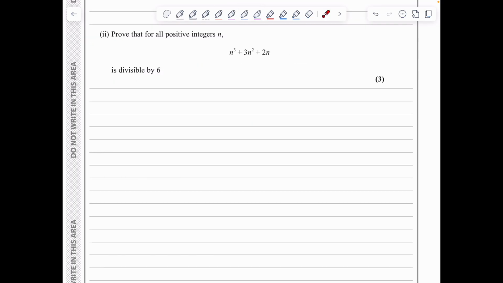In part II, we need to prove that for all positive integers n, the expression n cubed plus 3n squared plus 2n is divisible by 6. So let's start with the expression we're given here, n cubed plus 3n squared plus 2n. The first thing we notice is that n is a common factor, so it's n times n squared plus 3n plus 2, which further factorizes into n times n plus 1 times n plus 2.